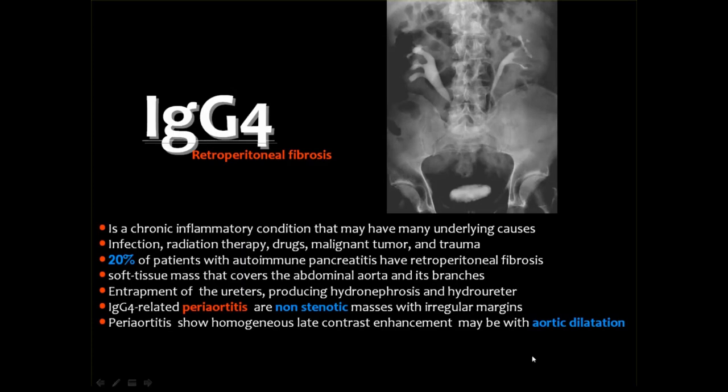Then we have retroperitoneal fibrosis, which is also related to this group of diseases. It is a chronic inflammatory condition and may be associated with many underlying causes like infection, radiation therapy, some drugs, malignant tumors, and trauma. And 20% of the patients with autoimmune pancreatitis may be associated with retroperitoneal fibrosis.